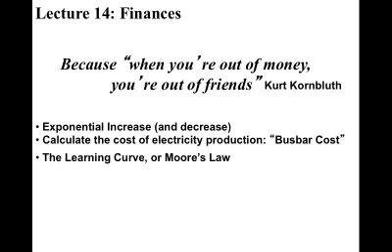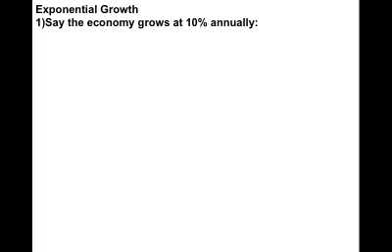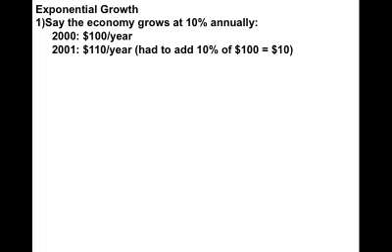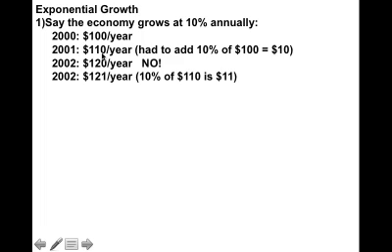And we'll talk about the learning curve, or Moore's law, how with increased practice the price of much of our commodities reduces in time. So what if the economy grows at 10% annually and you have $100 invested in a technology? You should gain $10 on your investment and have $110 the next year. And will you have $120 the year after that? No, that's not correct, because you need to take 10% of the $110. And so that's 121.